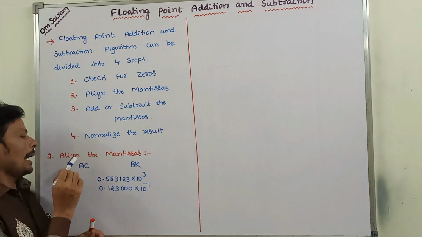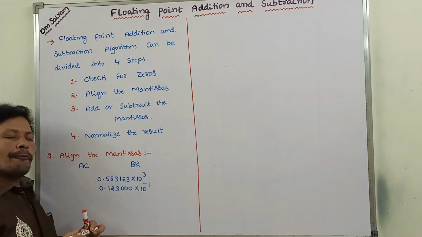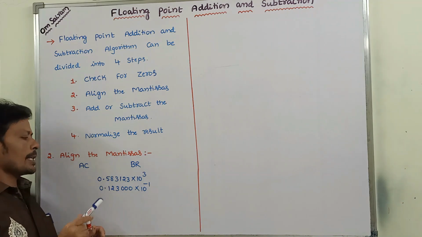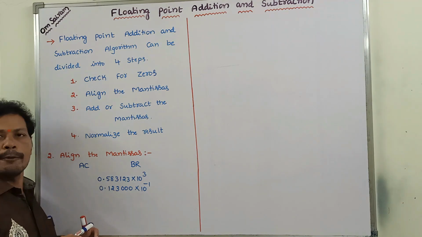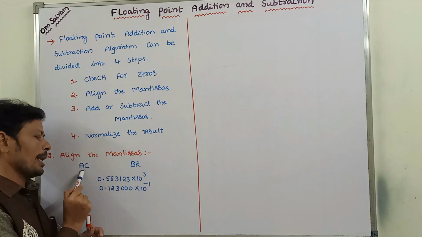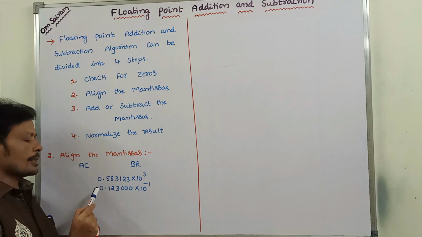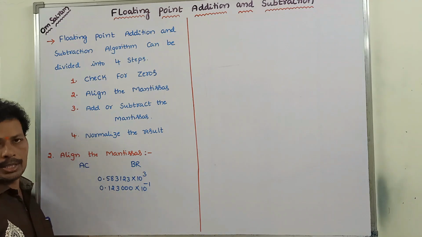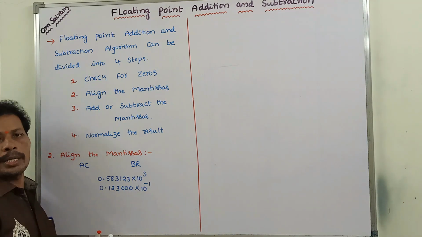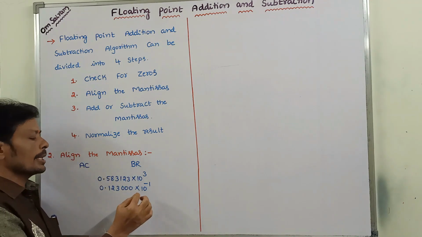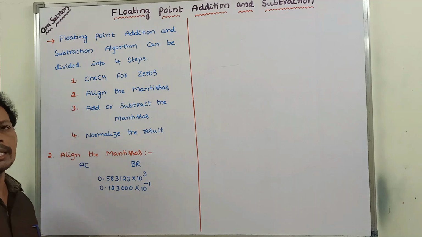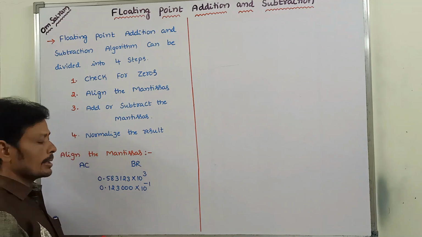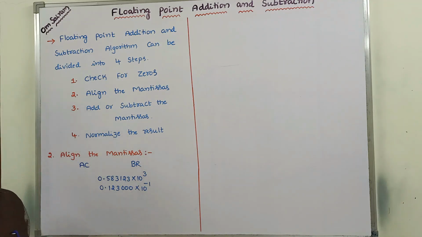This step is align the mantissas. To perform the addition or subtraction operation between the two floating point numbers, the first floating point number is 0.583123 times 10 power 3. That is stored in the AC register. The second floating point number is 0.123000 times 10 power minus 1. This is stored in the BR register. To perform the addition operation, the necessary condition is that we should equalize the exponent values. But here the first floating point number exponent value is 3. The second floating point number exponent value is minus 1.